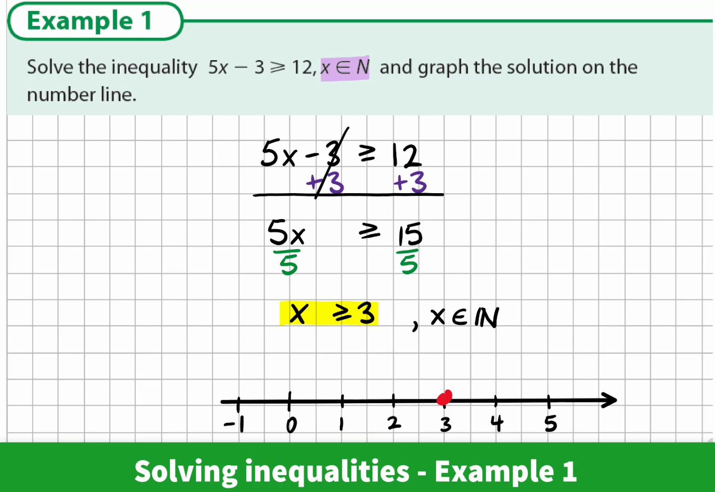So it includes 3 because it's or equal to 3, and numbers greater than 3, 4, 5. Now we can't go on forever, so we'll just draw an arrow at the end that symbolizes it goes on following this pattern forever.